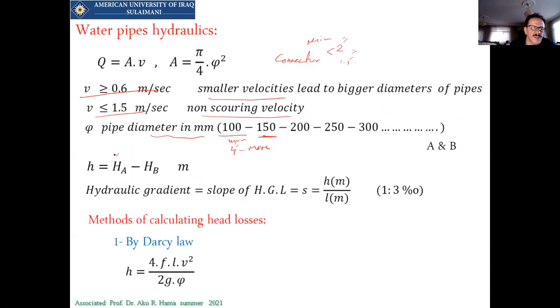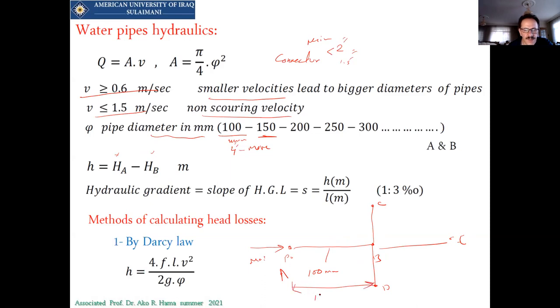The head loss between one point and another point should be considered. For example, here is the main pipe, and this is a point like A. I will design a pipe, and this pipe is B, and then we have C, then D, and we have an E. We say that the pipe diameter shouldn't be less than 100. If I say I have 100 millimeters, and the length of this pipe is about 1 kilometer.